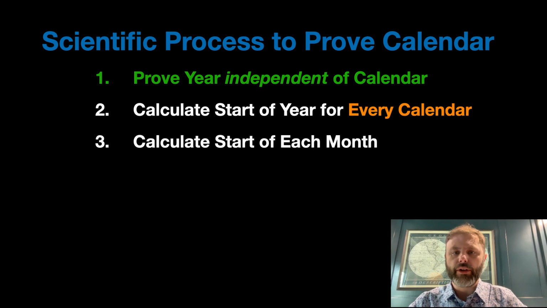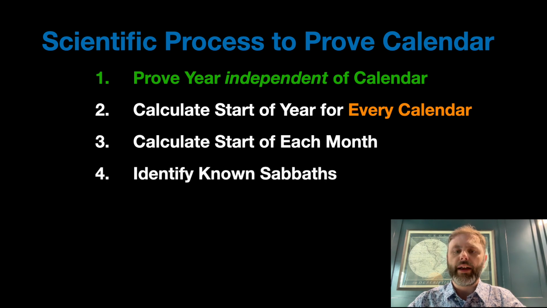Once we know the start of the year, we can also calculate the start of each month. Then we identify known Sabbaths, where the Bible actually spells out the month and the day of the month and has language that lets us know that that particular day is a seventh-day Sabbath.